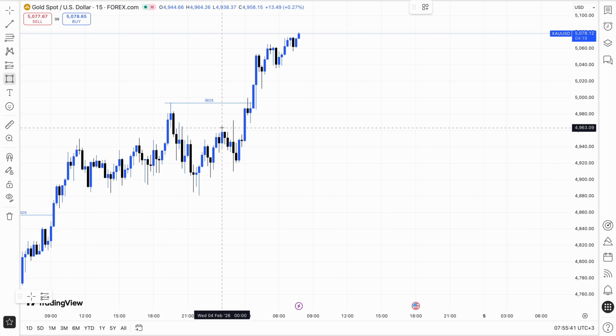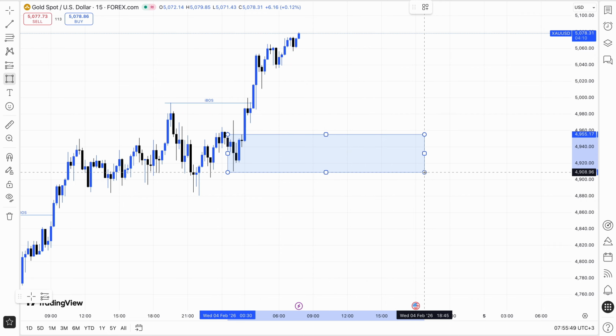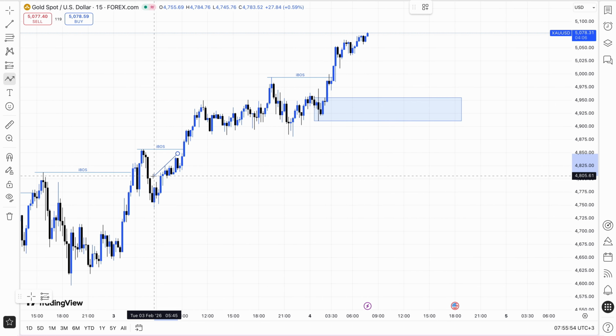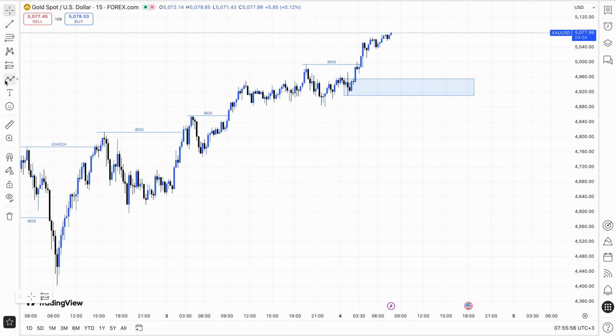Just need to see the price coming back to this one, mitigated already. Just need to see the price dropping back. This was the first one. This was a clean one. Just need to see the price coming back here.